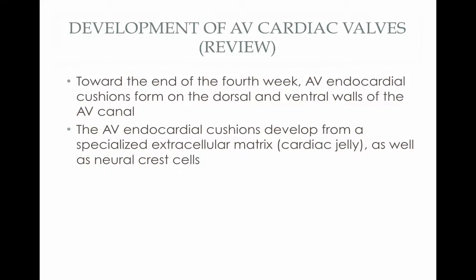So we did talk a little bit about this, but towards the end of the 4th week, those atrioventricular endocardial cushions form. And remember, they form from the dorsal and ventral walls of the AV canal. They come together. Those cushions develop from a specialized extracellular matrix, cardiac jelly, as well as those neural crest cells. And as those cushions come together, they really start to divide the right side and the left side.